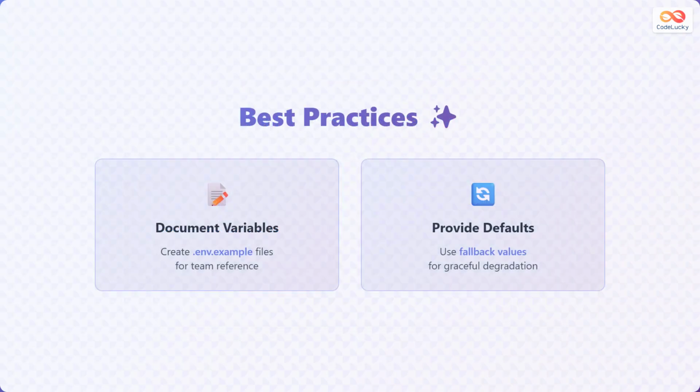Here are a few best practices to follow when using environment variables in React. First, document your variables by creating .env.example files for team reference. This helps ensure that everyone knows what variables are available and how to use them. Second, provide defaults using fallback values for graceful degradation. This ensures that your application continues to function even if an environment variable is not set.